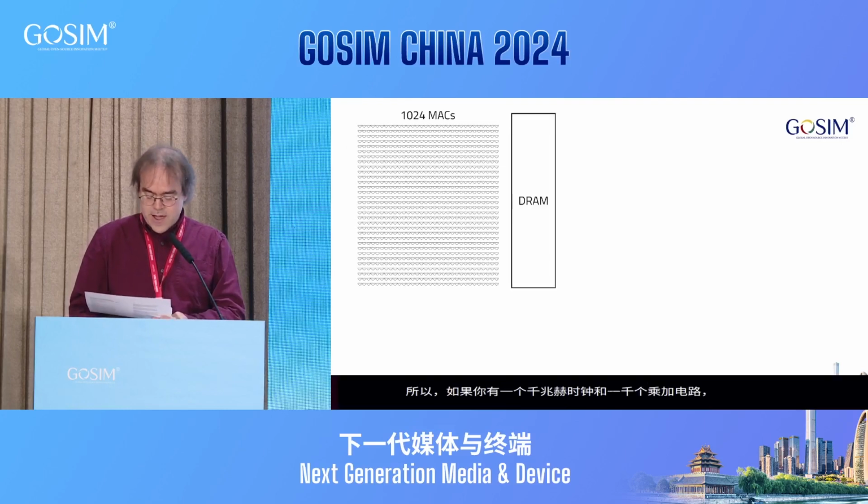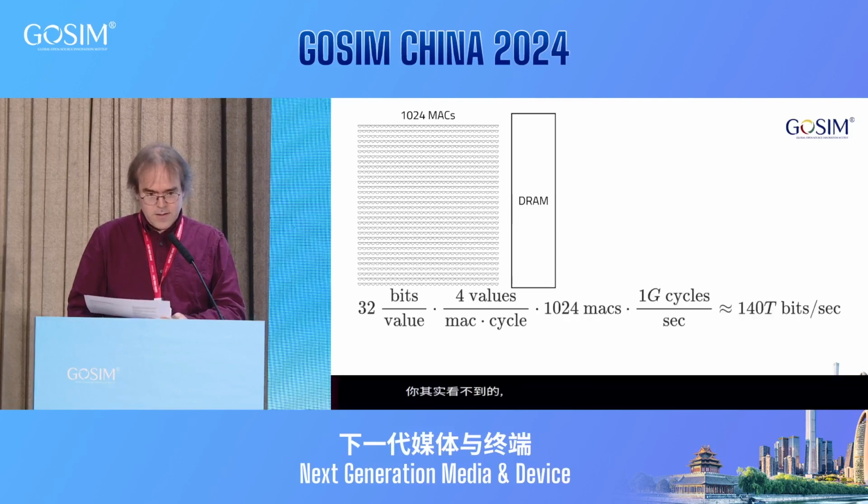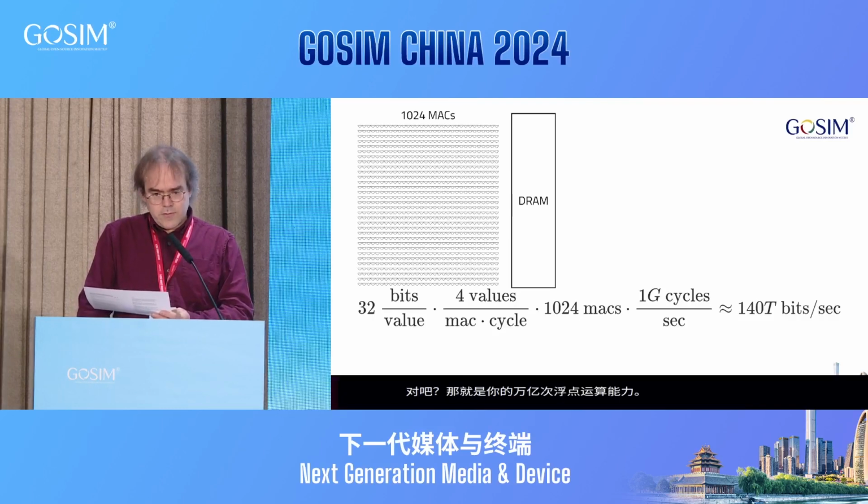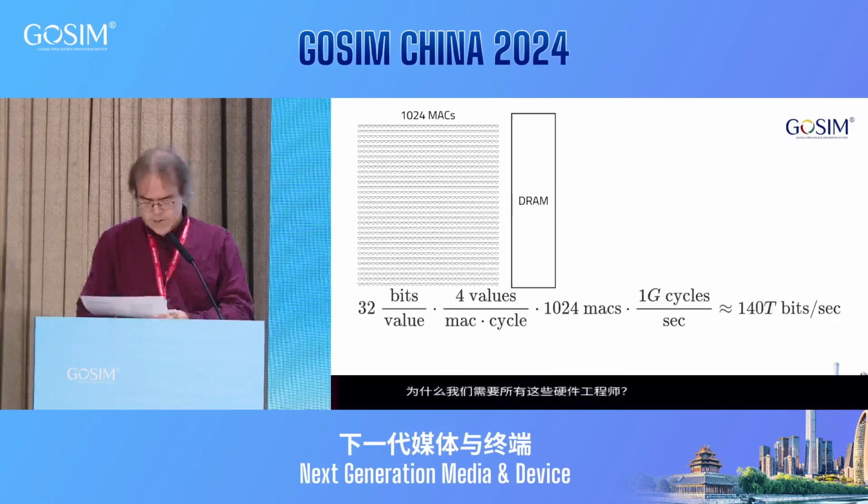So now we've given our adders some memory so they can get inputs and write back their outputs. Right. So if our multiply adders are working on 32-bit floating point numbers and each one has 3 inputs and 1 output, so we are transferring 140 terabits per second.